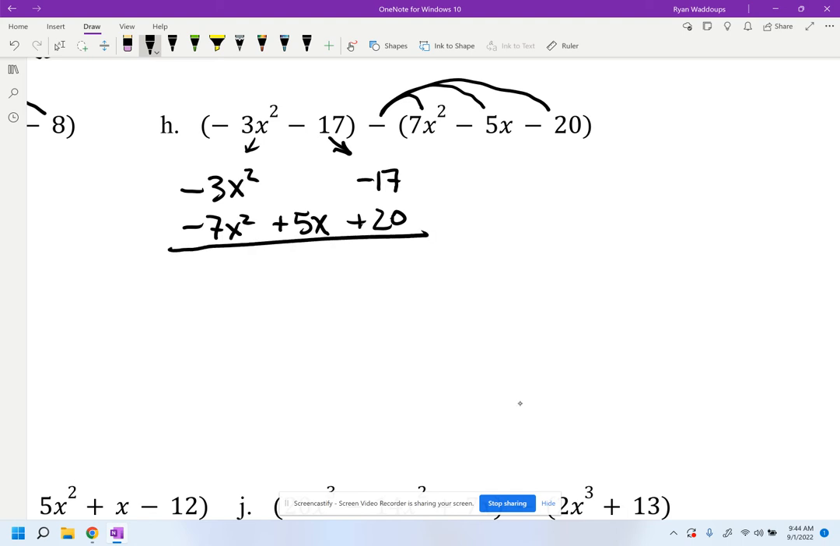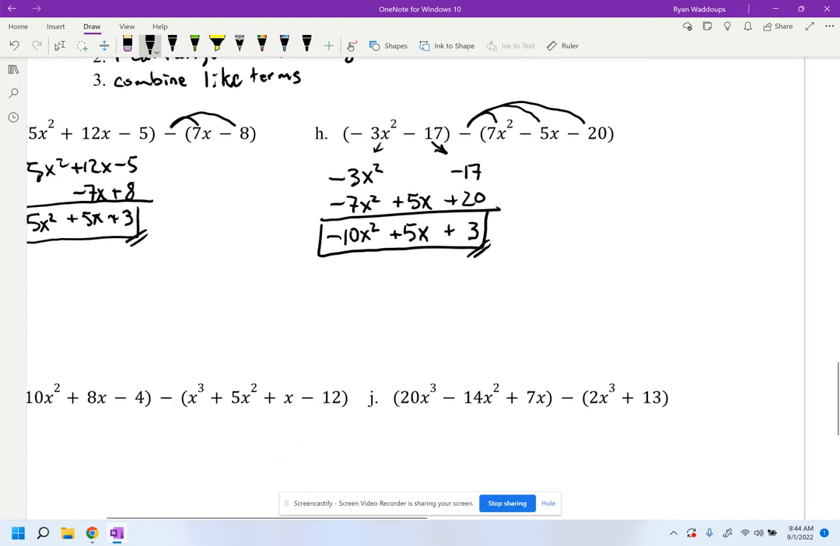So negative 3x squared minus 7x squared is negative 10x squared. They're both negative, and so you add them together, but it continues to be negative. So it's negative 10x squared. 5x is unchanged. It's still plus 5x. And then negative 17 plus 20 is plus 3. Because they have different signs, you subtract them. 20 minus 17 is 3. And that is our final polynomial there.